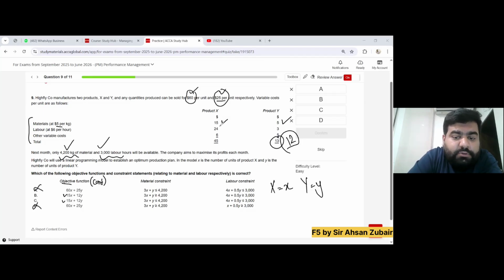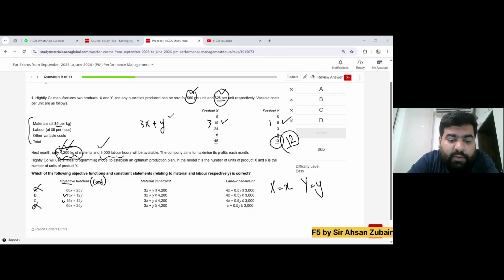So on X, if you calculate 15 divided by 5, 3 kgs are required, and on Y, 1 kg is required. So the equation will be 3x, because 3 kgs of X, plus 1y. I can write only Y; 1 is of no need here. So 3x plus y.